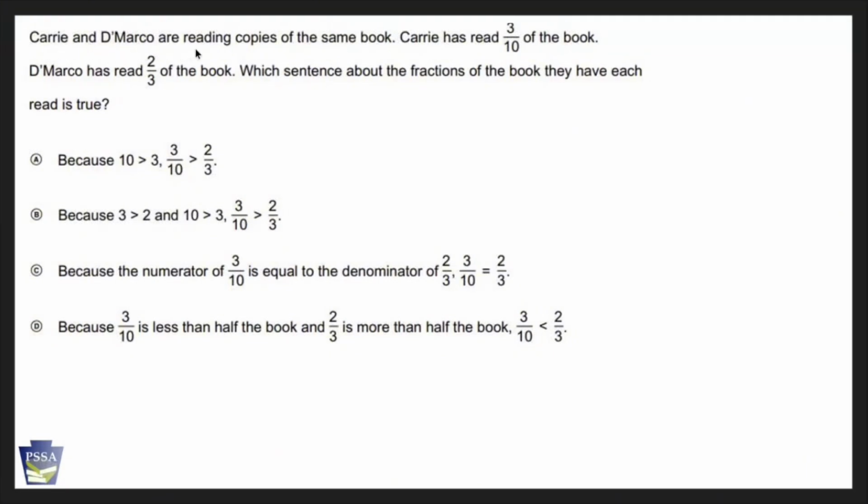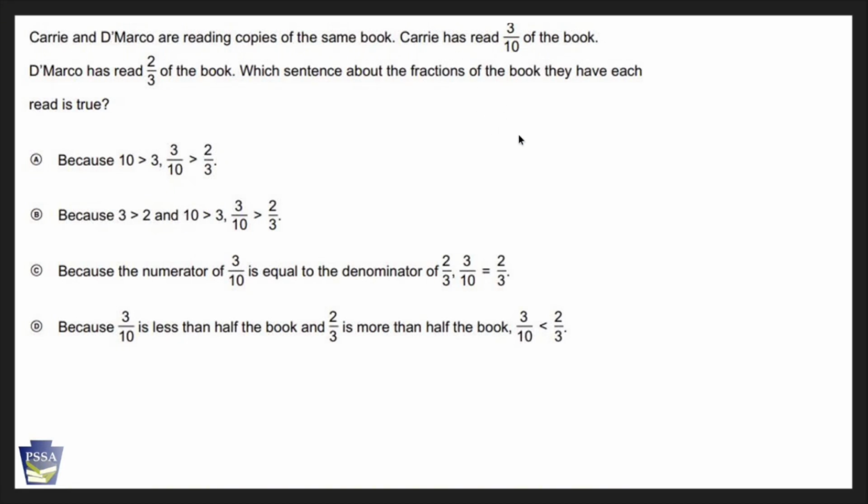Carrie and DeMarco are reading copies of the same book. Carrie has read 3/10 of the book. DeMarco has read 2/3 of the book. Which sentence about the fractions of the book they have each read is true?